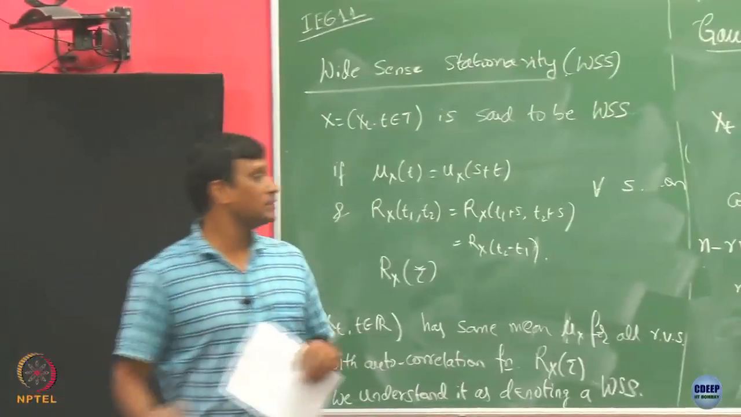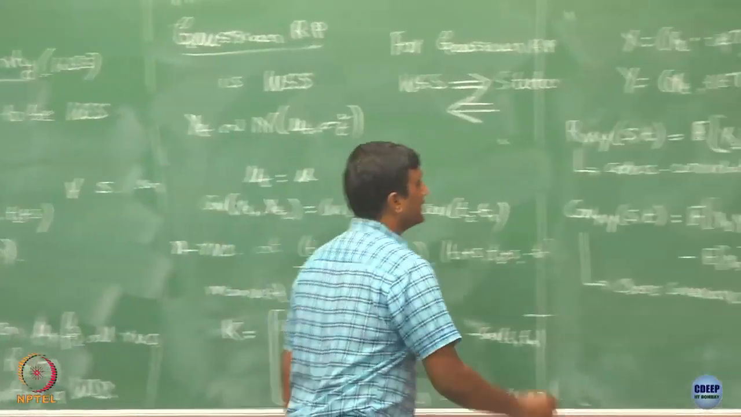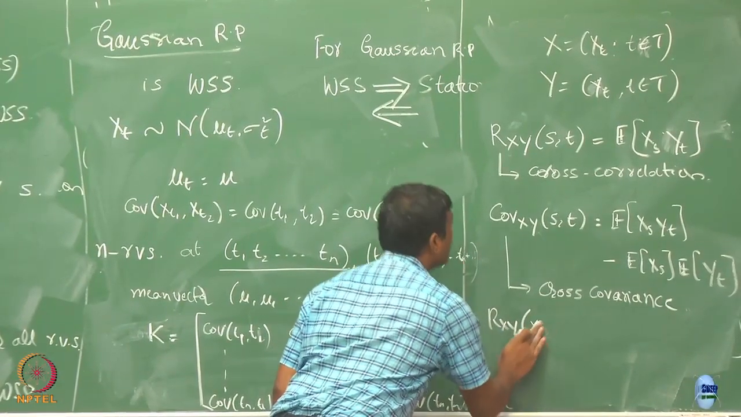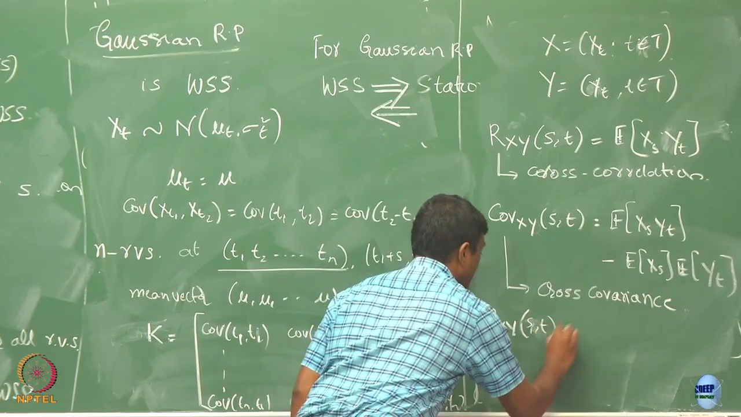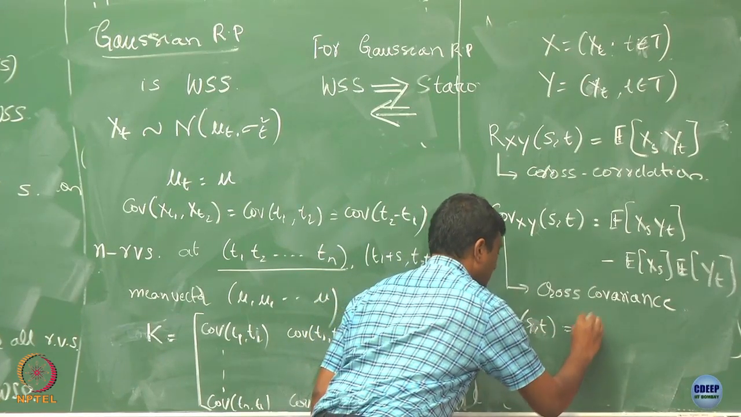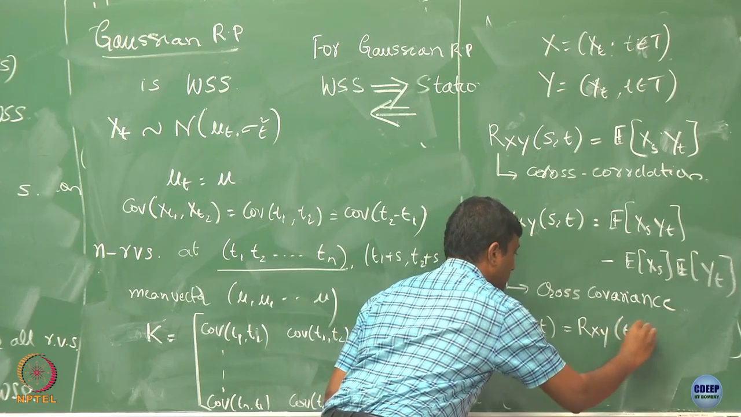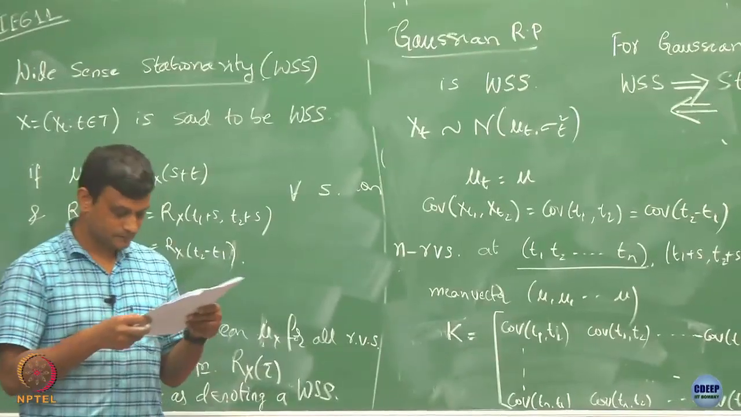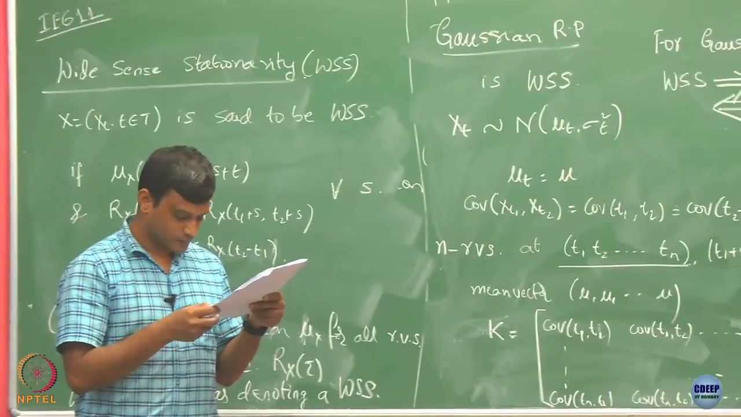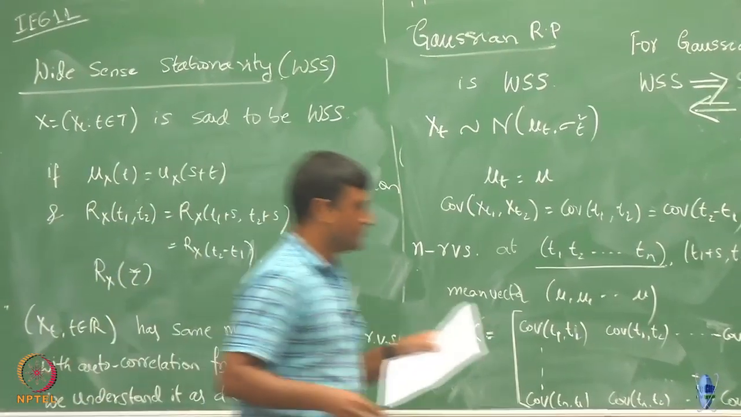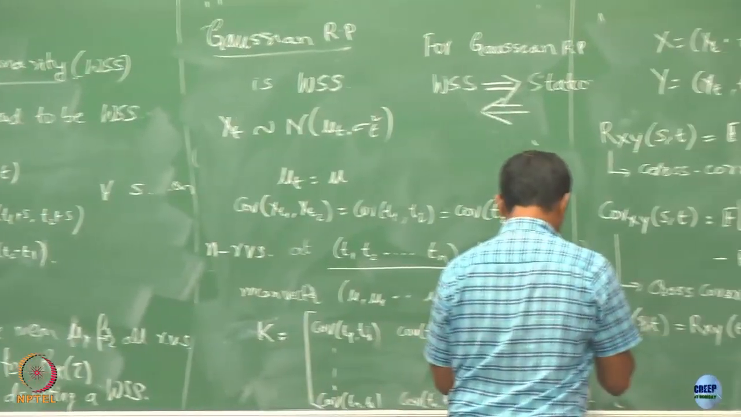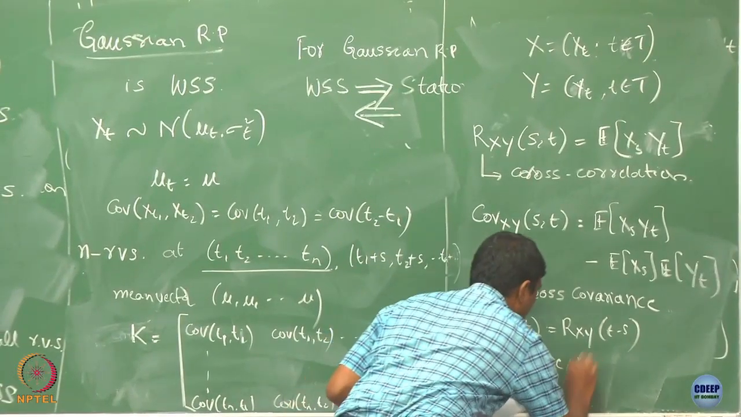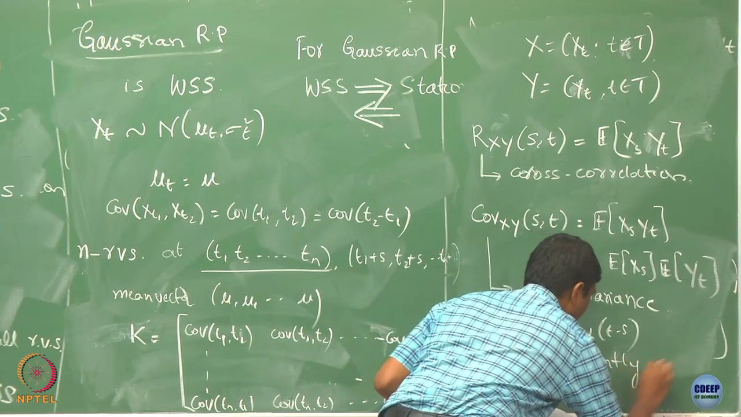And one last thing, if the cross correlation of X and Y depends only on the time difference, then we call X and Y jointly wide sense stationary.